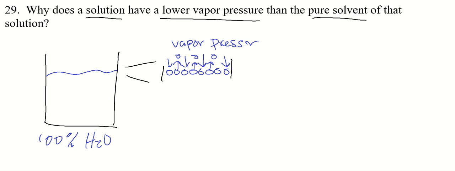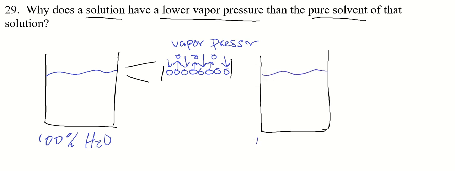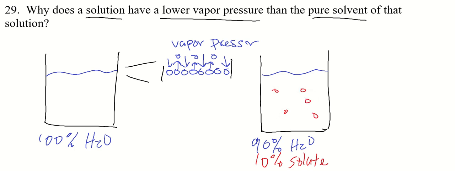All right, so let's compare this to a solution. Let's say it's 90% solvent. Again, we'll use water as an example, and let's say it's 10% some kind of solute. It can be sugar or salt. And we'll again take a look at the surface molecules. That's where evaporation or vaporization happens.